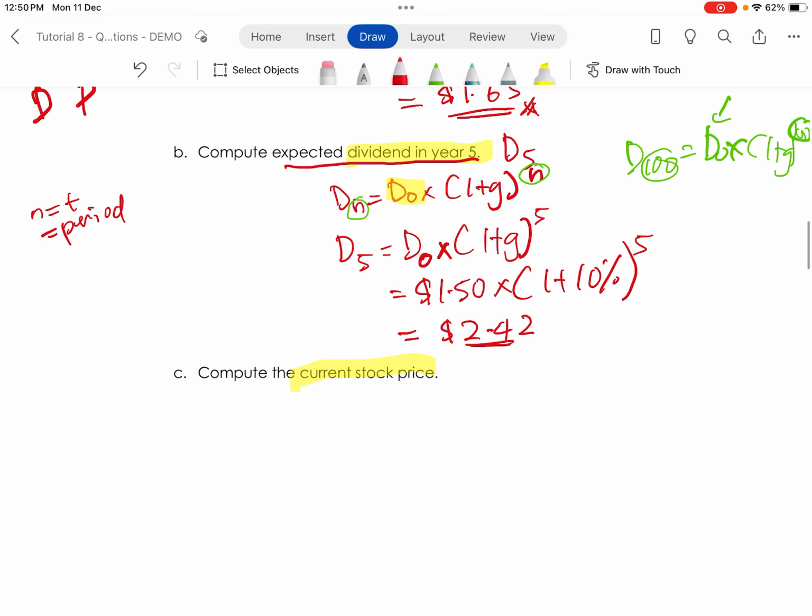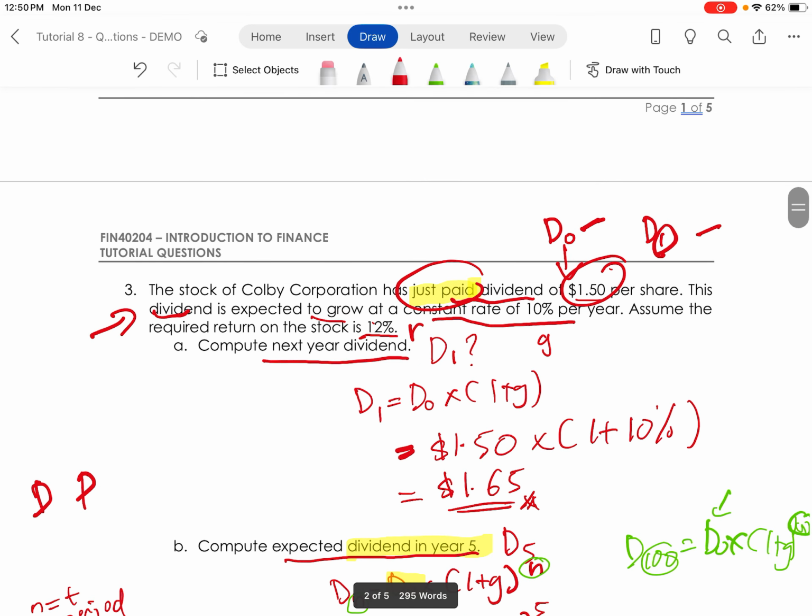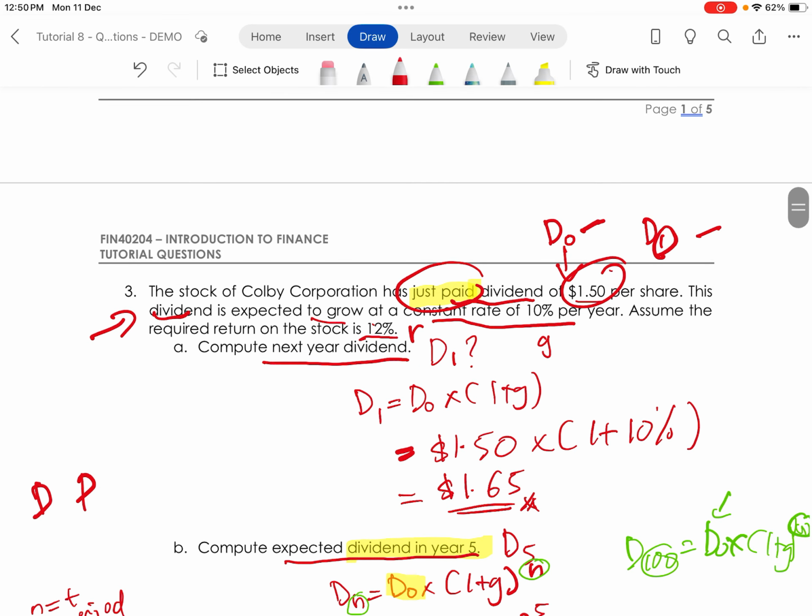Question C, compute the current stock price. So this is actually P0. When you calculate the current stock price, you are using the concept of present value with the expected future dividend that you have. But first you have to determine the dividend, and then only you can calculate the current share price. So basically you're using the present value concept.